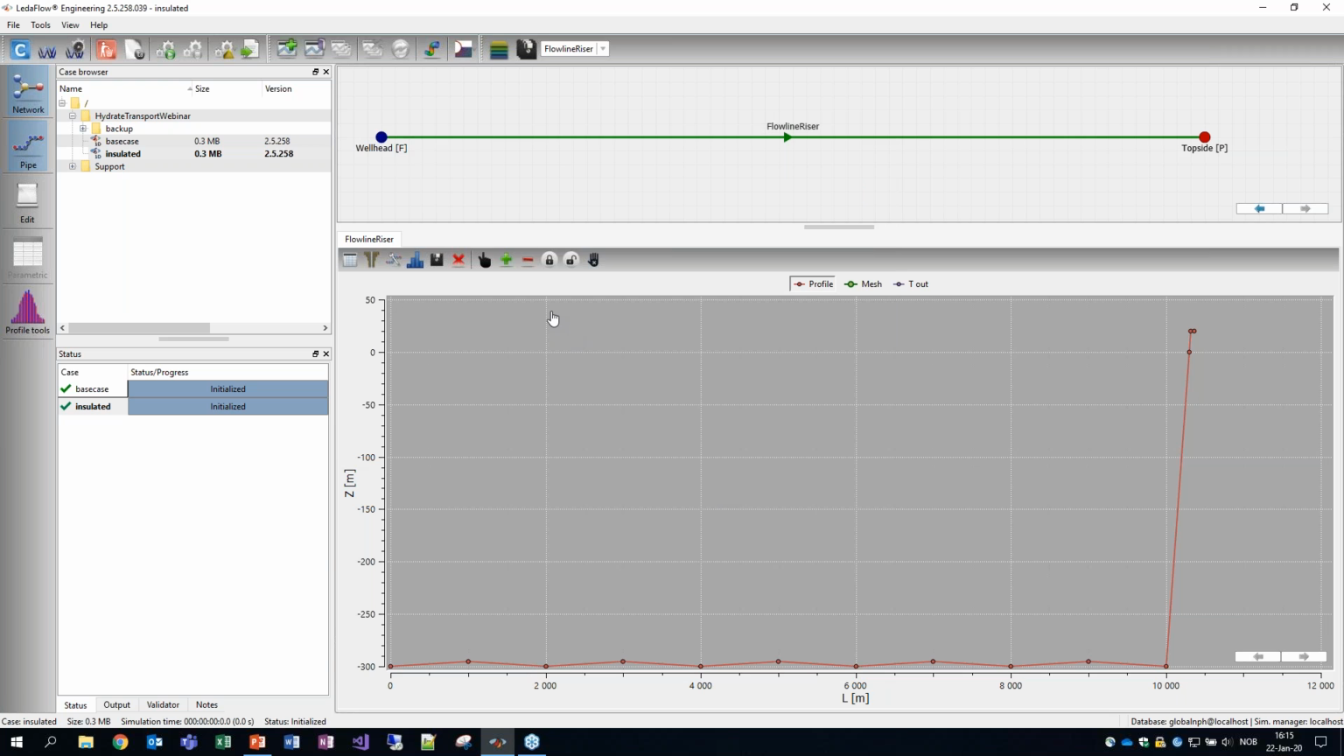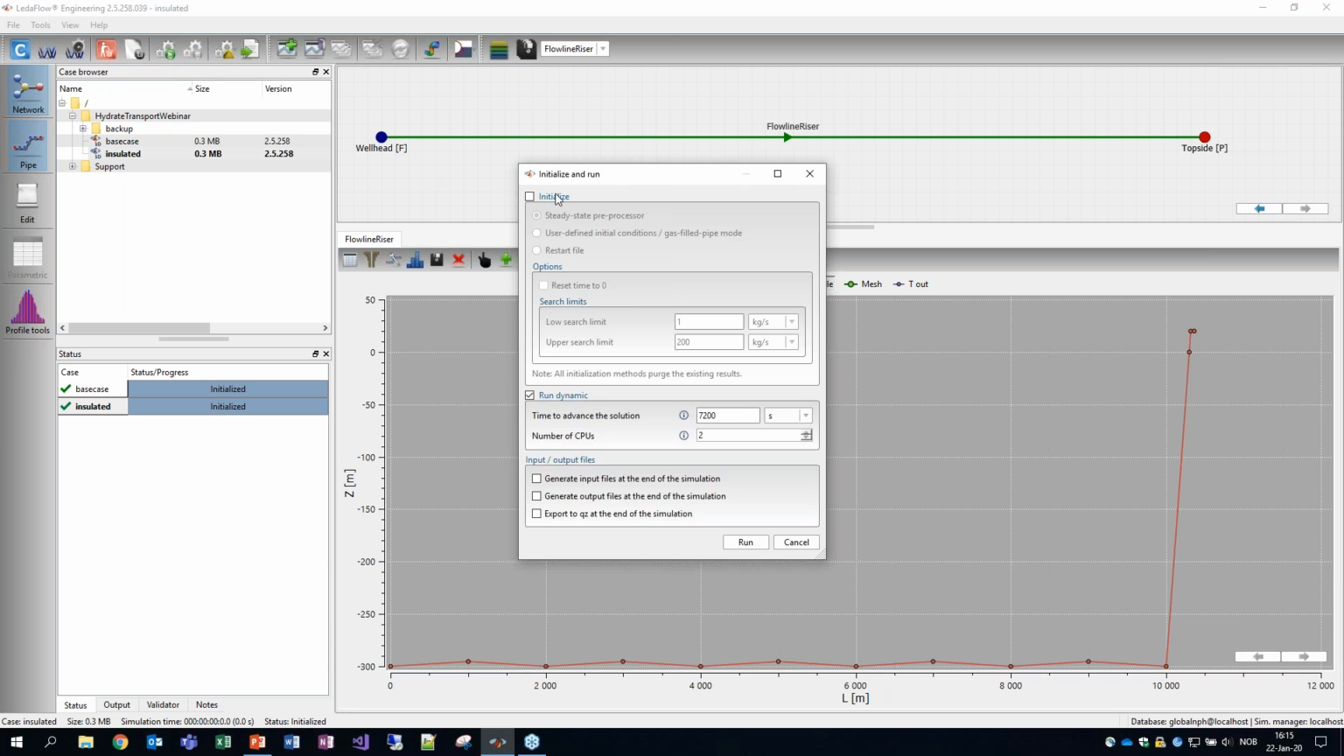And that is basically it. This is sufficient definition to run this case. So I'll just initialize and run it now. I'm running the simulation for 2 hours.